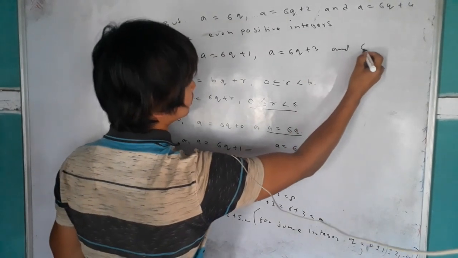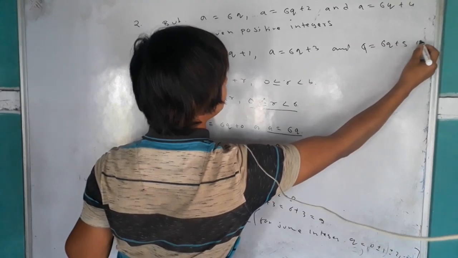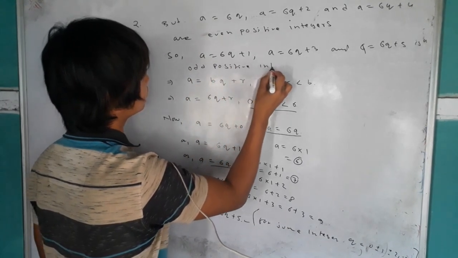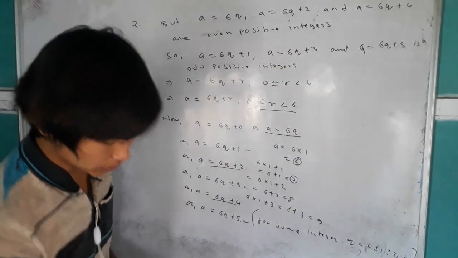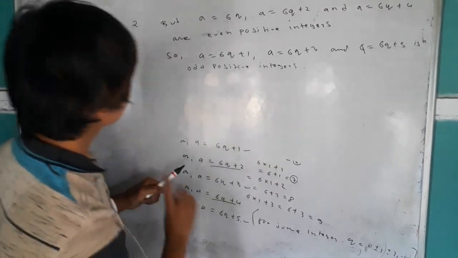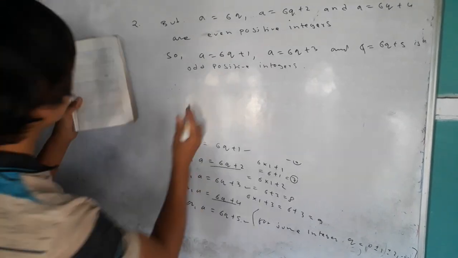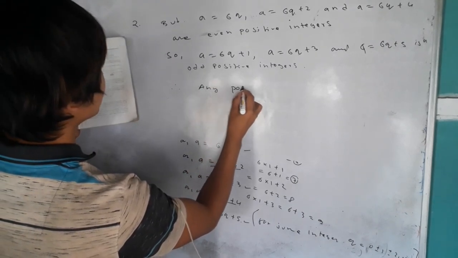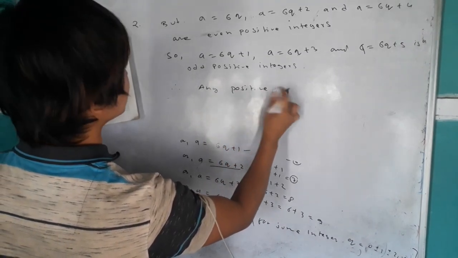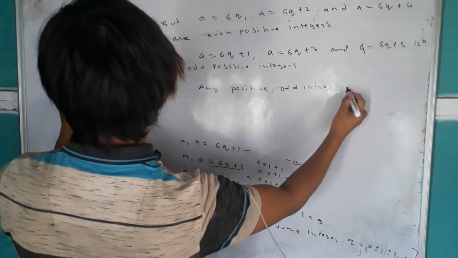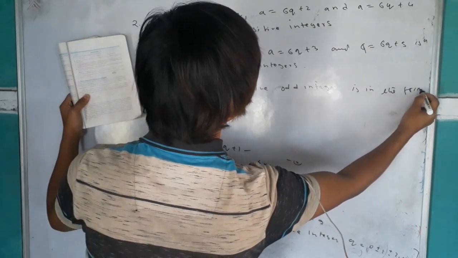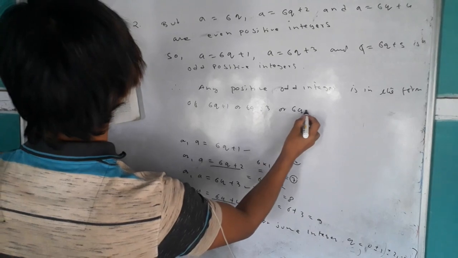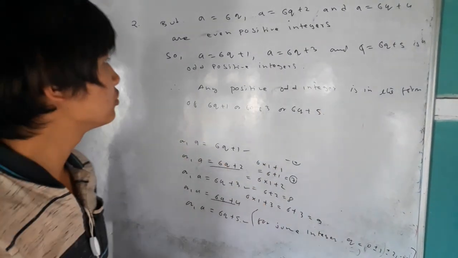Okay, this and A equals 6Q plus 5 are odd positive integers. These are the odd positive integers. Therefore, the answer will be: any positive odd integer is in the form of 6Q plus 1 or 6Q plus 3 or 6Q plus 5, for Q some integer. This will be the solution of this question.